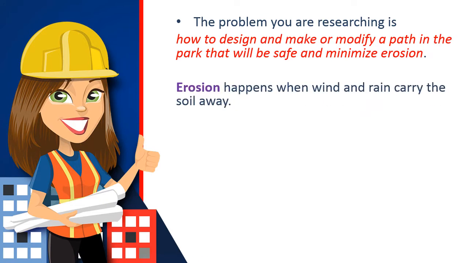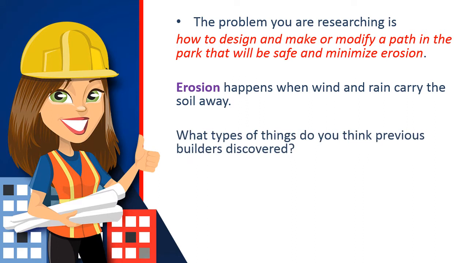The problem you are researching is how to design and make or modify a path in the park that will be safe and minimize erosion. That is the problem we are researching about. What is erosion? Erosion happens when wind and rain carry the soil away. And the more the erosion, the more the trench, the deep trench, makes it difficult for people to climb.